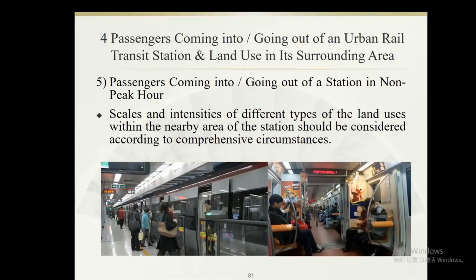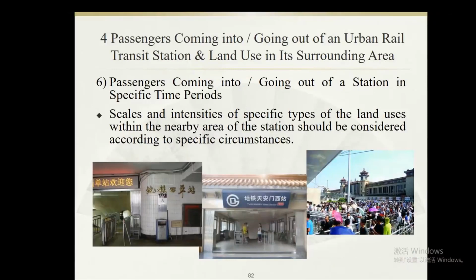Another case, passengers coming into or going out of a station in non-peak hour. The scales and intensities of different types of land uses within the nearby area of a station should be considered according to the comprehensive circumstances, especially for the special time periods. For example, maybe next week is your national day. Am I right? Next Monday? Yeah, next Monday. Okay, it's a national day on the 14th, yes. It is a specific time period.